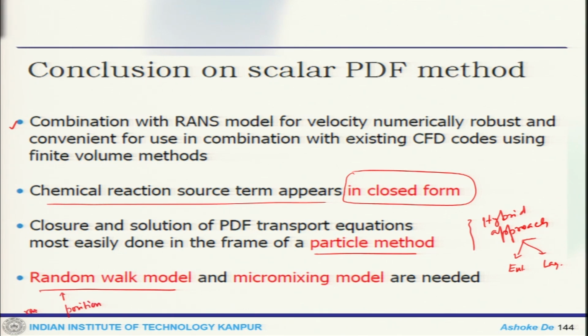or random position, or rather distribution of particles. So this particular model allows us to estimate the random distribution of the particles, and a micromixing model to close the unclosed term in the mixing phenomena. So this is how we get the solution of a scalar PDF transport equation.